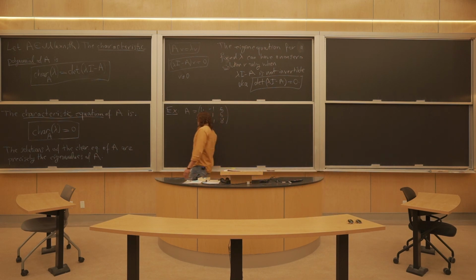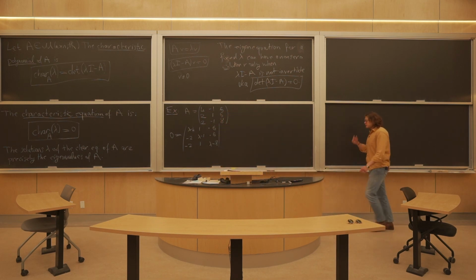Instead of doing this row reduction, I'm just going to look at the characteristic equation. The characteristic equation is nothing but 0 equals the determinant of this matrix, right? So I put lambda on the diagonals, and then I'm going to subtract each and every single entry of A from the corresponding place. So that's lambda minus 4, 1, minus 6, minus 2, lambda minus 1, minus 6, minus 2, 1, lambda minus 8. Okay, so this is a determinant. Let's open it up.